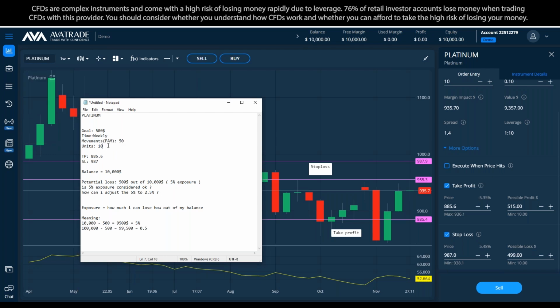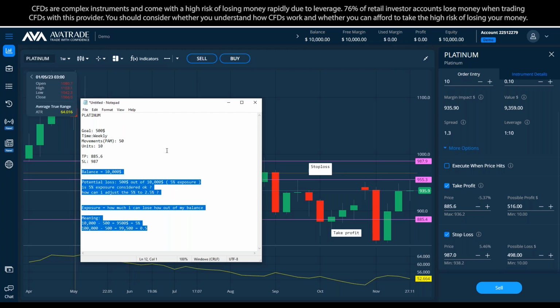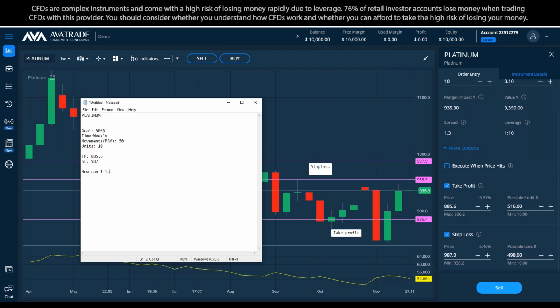We have the movements and we have the units. One of them has to come down for me to lose less, right? What needs to happen for me to lose 2.5%? You know what? Let me simplify it a little bit more. How can I lose 250 instead of 500, right?